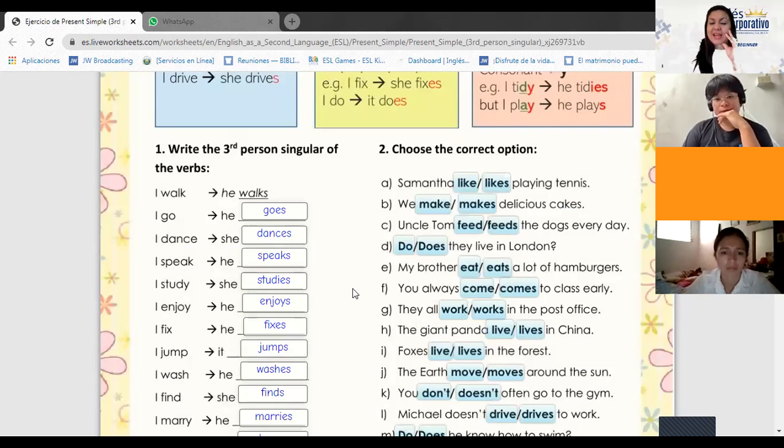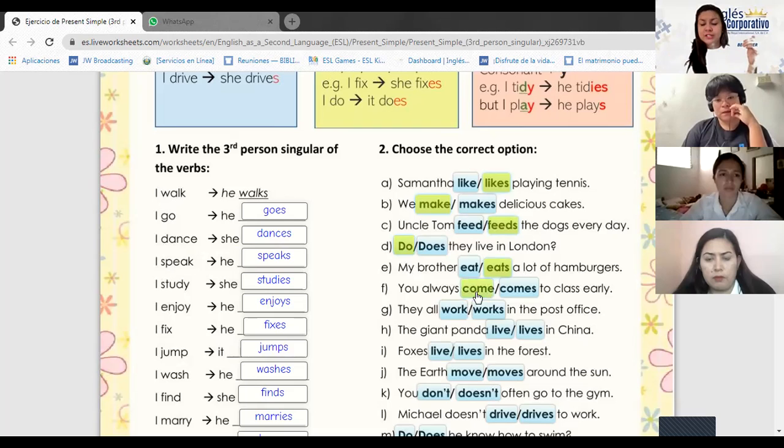Samantha like or Samantha likes playing tennis? Samantha likes playing tennis. Yes. We make or we make delicious cakes? We make. Uncle Tom feeds the dogs every day? Feeds. Do they live in London or does they live in London? Do they. My brother eats a lot of hamburgers. My brother eats. You always come or comes to class early? Come. They all work or they all work in the post office? Work. The giant panda lives in China? Lives.